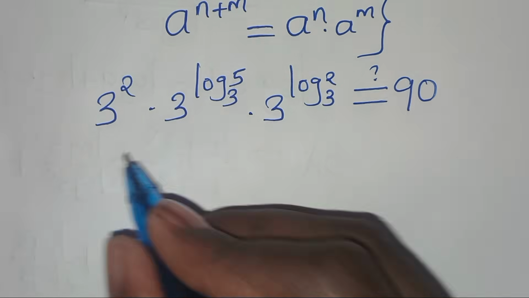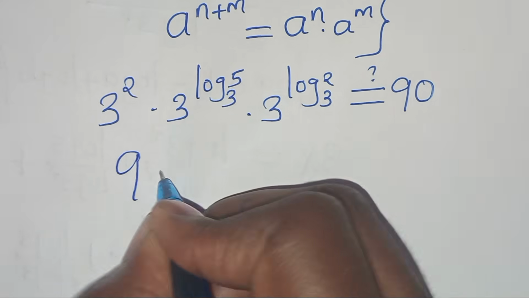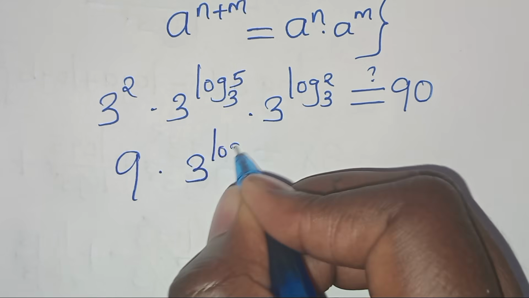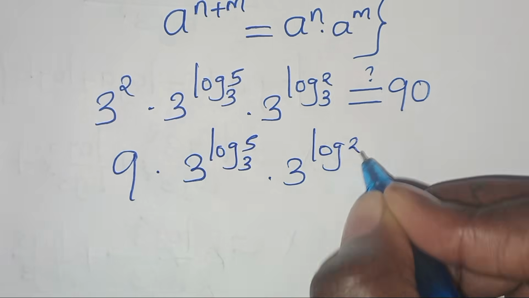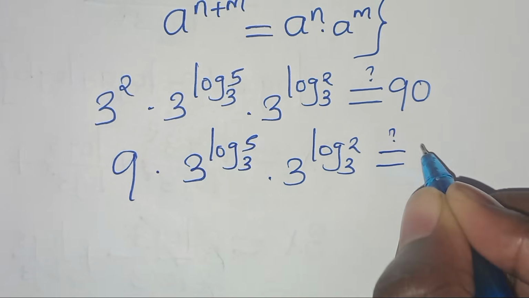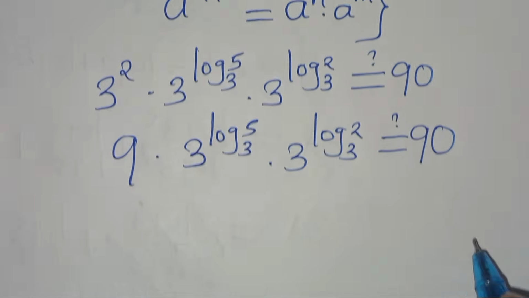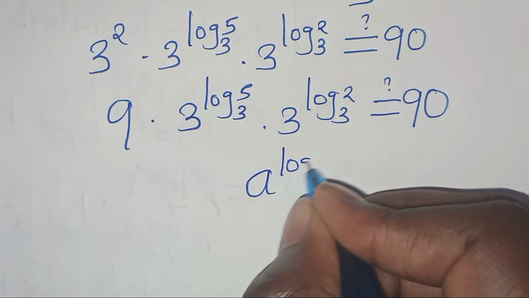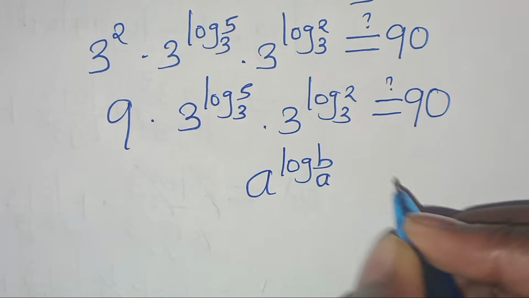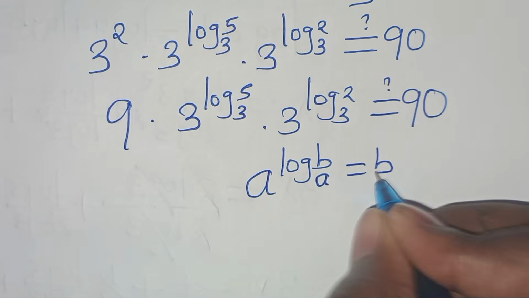Now we have that 3 squared. This is 9 times 3 to the power of log 5 to base 3 times 3 to the power of log 2 to base 3. This should give us a value of 90. Now, this is in the form of a to the power of log b to base a, and this should give us a value of b.